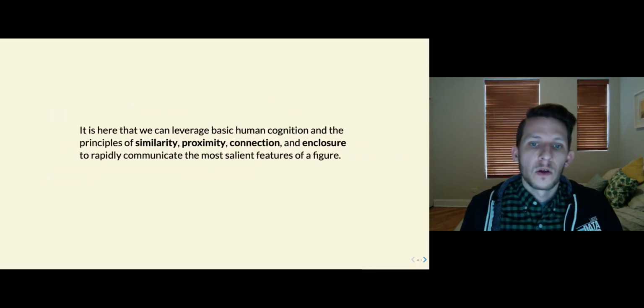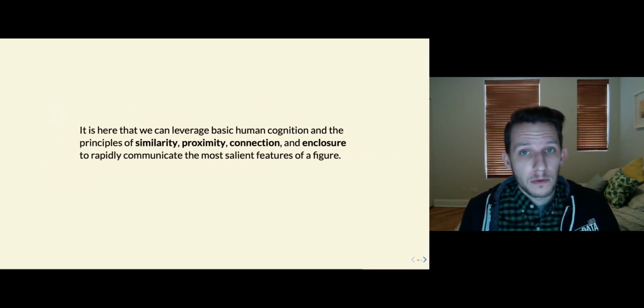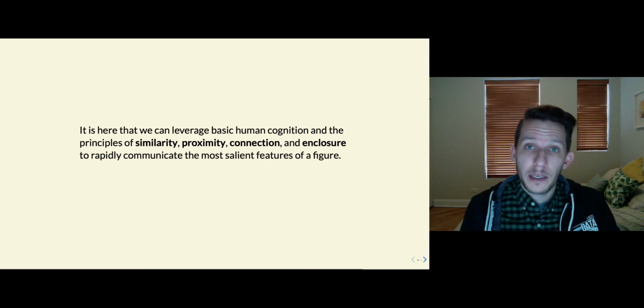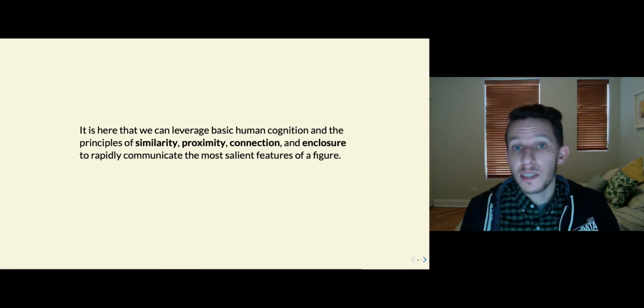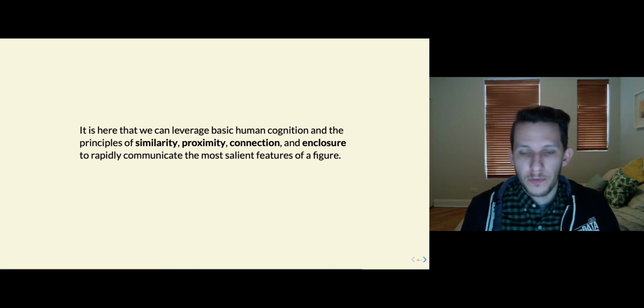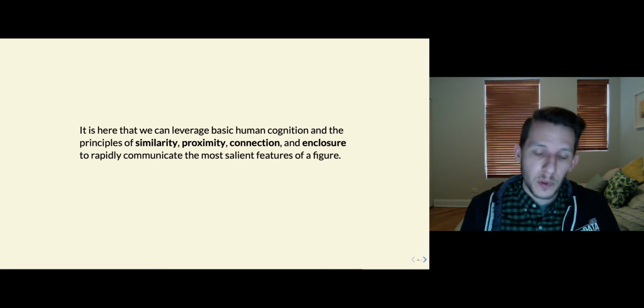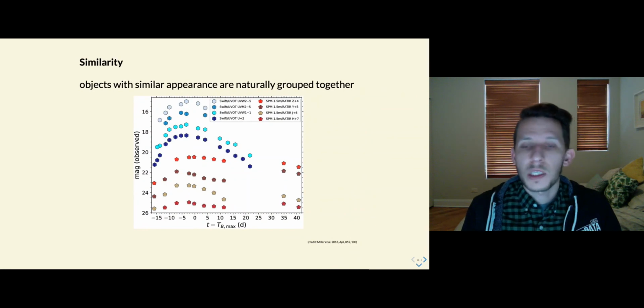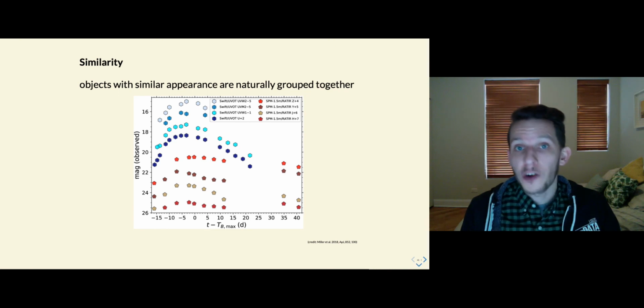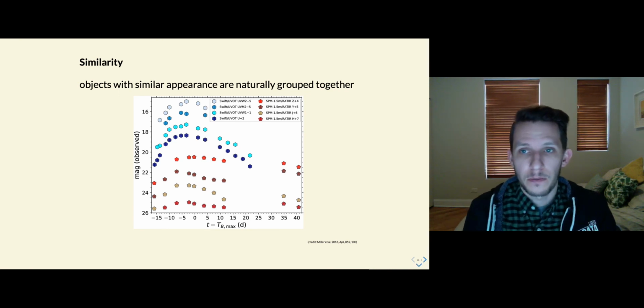By leveraging standard human cognition and a few principles like similarity, proximity, connection, and enclosure, we can rapidly communicate the most salient features of a figure. Now we'll look at examples, again using work that I have done in the past. So, similarity. In short, objects that have a similar appearance are naturally going to be grouped together by a viewer.